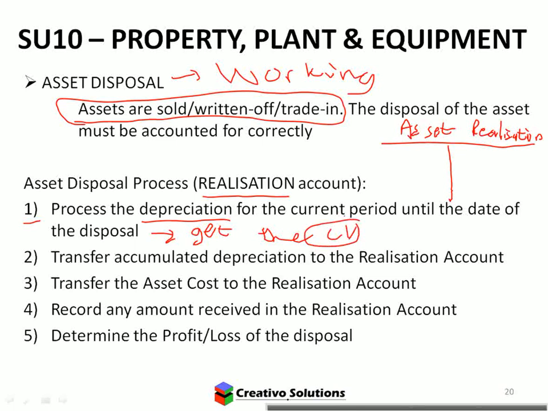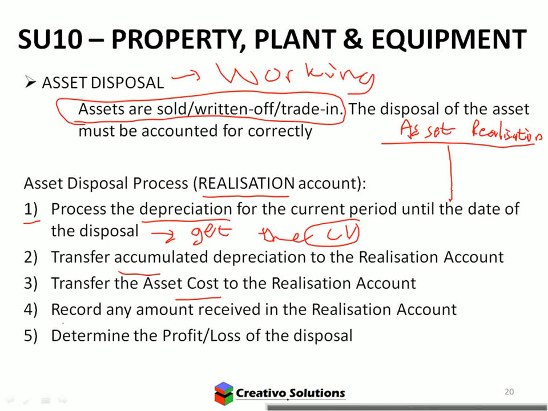Okay. Number 2 is to transfer the accumulated depreciation to the realization account. Okay, meaning I'm removing the asset. So if I'm removing the asset, I'm going to get rid of the depreciation. If I'm removing the asset or disposing of the asset, I'm going to move out the cost. Okay, I'm going to remove the cost. Okay, so that's what you're looking at here. Okay, so that's step number 2 and step number 3. Get rid of the cost, get rid of the accumulated depreciation.